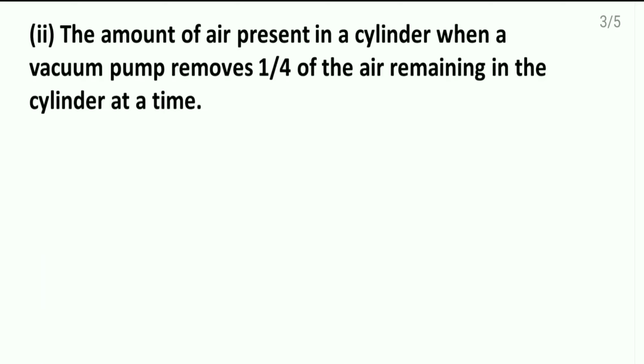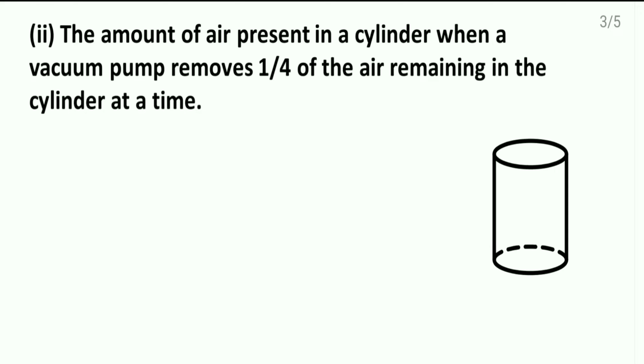The amount of air present in a cylinder when a vacuum pump removes 1/4 of the air remaining in the cylinder at a time. They are talking about the cylinder. So we'll take one cylinder here. It is full of air. Let us consider in the cylinder we are having 16 liters of air. From this one, 1/4 of the air we will remove, and then we will see how much air is left in the cylinder.